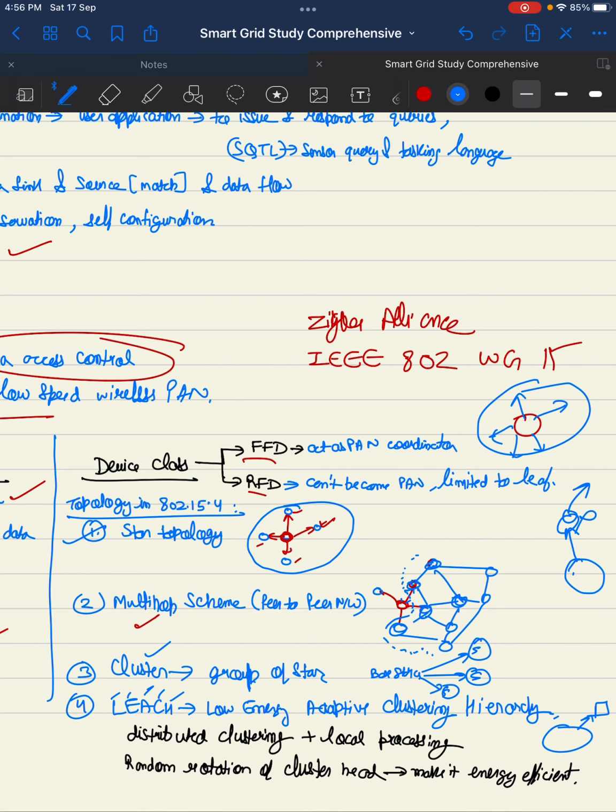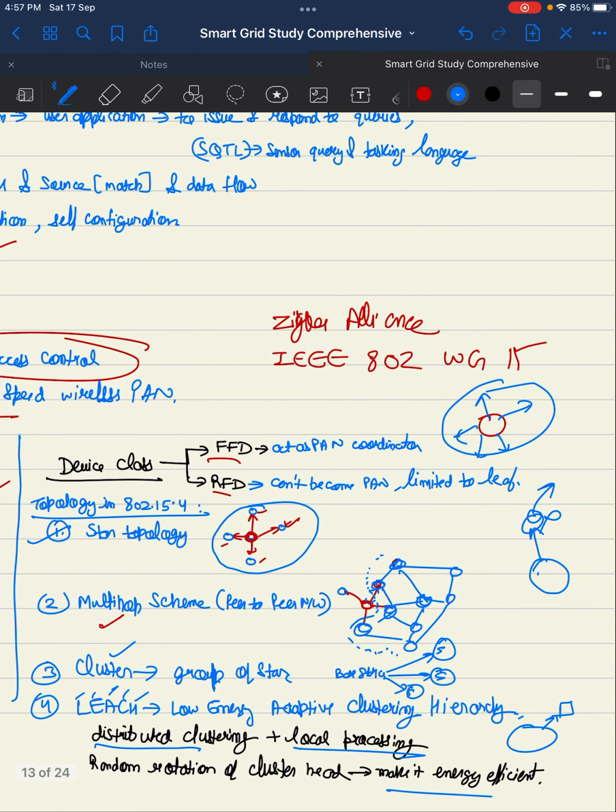Desirable properties for this protocol on the networks are: it uses 100 to 1000s of nodes, which maximizes the system lifetime, maximizes the network coverage, and uses uniform battery operated nodes. So here it provides distributed clustering and local processing. Random rotation of the cluster head makes it energy efficient because it will try to change its cluster head. So if some node is damaged, it must be shifted to another node, and there is no lag in our system because our node will be changed after some point.